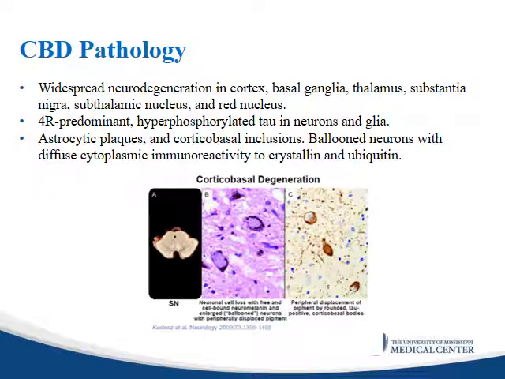And the CBD pathology is widespread neurodegeneration in the cortex, basal ganglia, thalamus, and other structures. Again, it's similar to PSP: 4-repeat predominant tauopathy, causing astrocytic plaques and corticobasal inclusions. Ballooned neurons with diffuse cytoplasmic immunoreactivity to crystallin and ubiquitin are common features of CBD pathology.